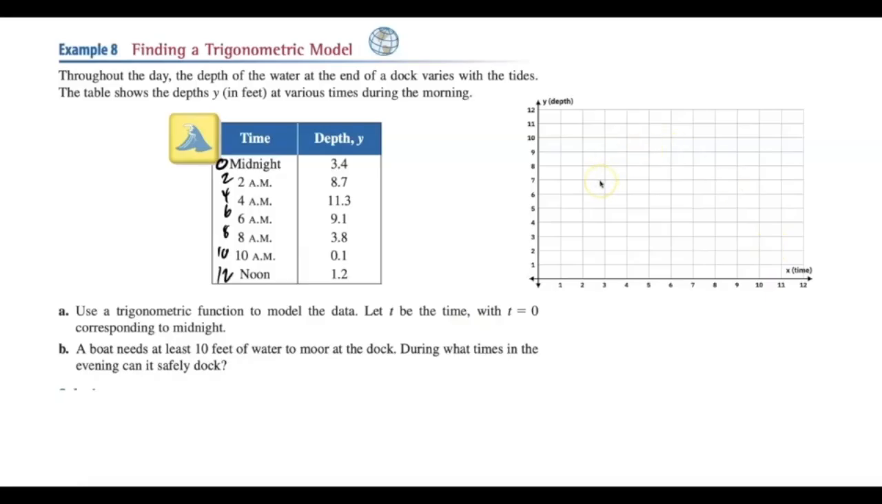Here's your data. 0, 3.4. 2 is 8.7, 4 is 12.7. 6 is 9.1. 8 is 3.8. 10 is almost 0. And then 12 is 1.2, like that. So that's our data. To me, this looks like we could do a cosine graph. We start here. Or we could do a sine graph that starts somewhere in here. So it kind of depends. So let's do a cosine graph.